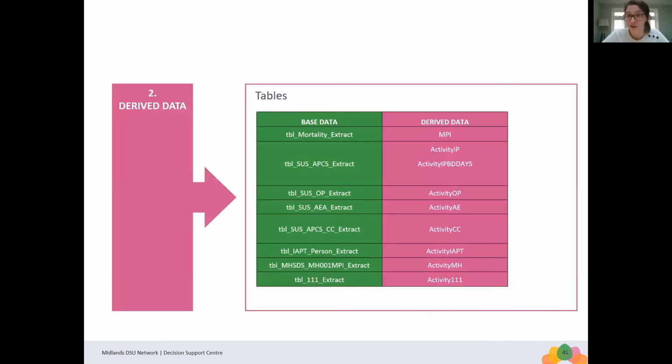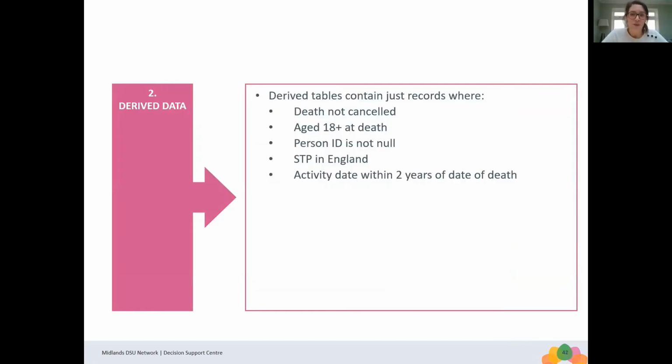The next stage was where we started to have to do some actual work and derive some data tables from the data that we'd been given. So you can see here the base data tables and the names of the tables that we then derived. And you can see there's an MPI and then all the different activity files. When we were creating our derived tables, we didn't pull all the records from the base tables. We just pulled those where the death wasn't cancelled.